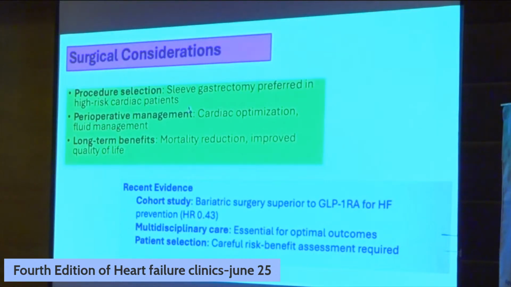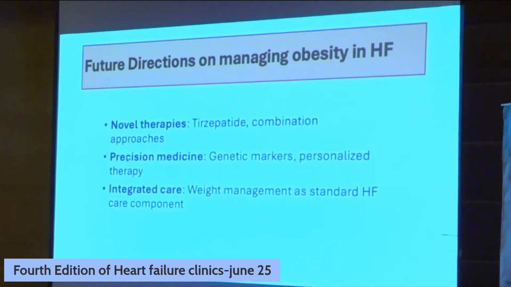Whenever we are sending a patient for bariatric surgery, we should suggest a sleeve gastrectomy instead of a gastric bypass. A sleeve gastrectomy is a better treatment because these are high-risk cardiac patients, and we need to prepare them perioperatively as well as preoperatively. Compared to GLP-1 receptor agonists, bariatric surgery has been shown to have a much better outcome for these patients. But as you know, it is an invasive procedure. So what we are going to see this year and next year is tirzepatide in combination with the SGLT2 inhibitor, and possibly for very high risk and very resistant people, then possibly bariatric surgery.